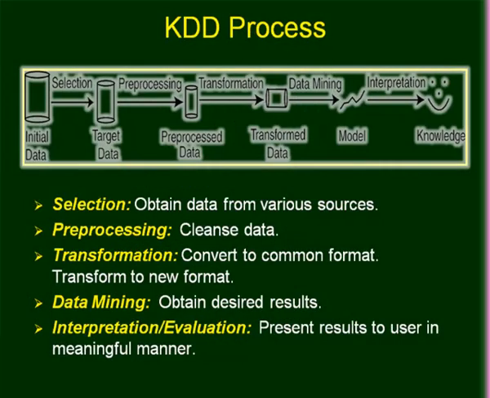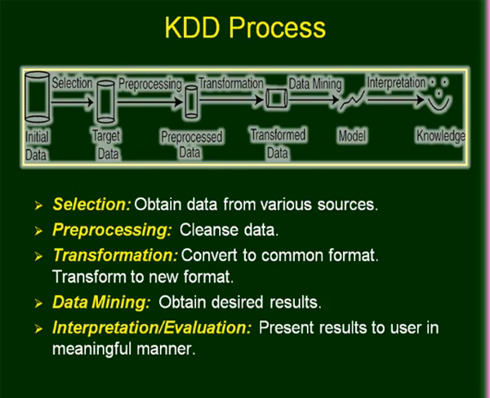Next topic is the KDD process, the knowledge discovery process. In this process, we have several stages. First, initial data is considered. Then by applying the selection process, we will identify the target data. Selection process basically obtains the data from various sources.